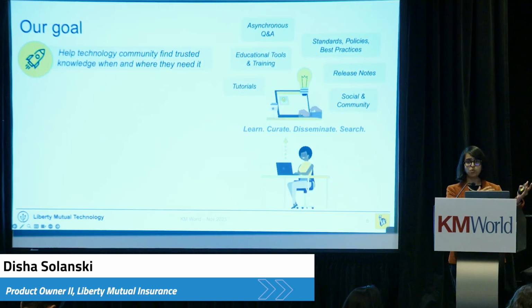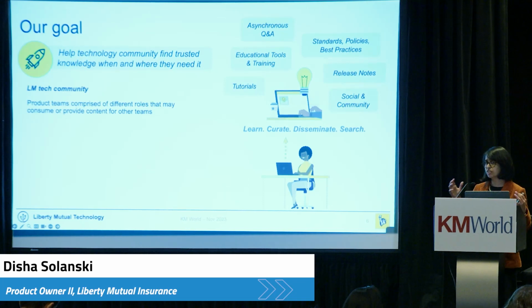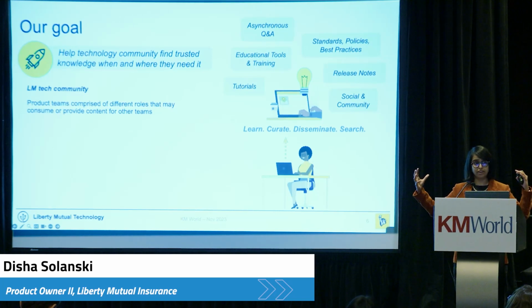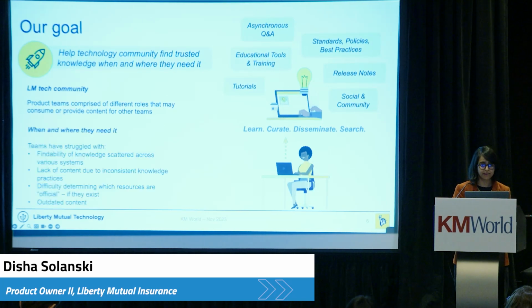So now that you know where we were, where are we going? Our goal and our vision is essentially to help the technology community find trusted knowledge when and where they need it. What does this mean? Let's break this down a little. Technology community can really mean anybody who is in any of the product delivery roles. That could mean an architect, an engineer, a product manager, a UX designer, or anybody who is aspiring to be in these roles even. So that's the gamut that we run in terms of who our audience is.